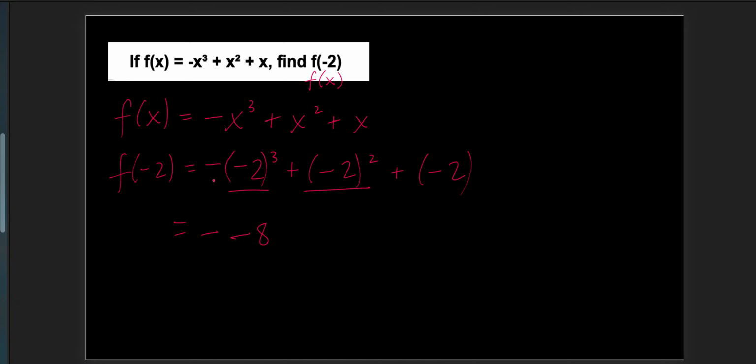But this negative comes down with it. I've got two signs next to each other, so I need parentheses. Plus negative 2 times negative 2, that's a positive 4. And then I'm going to leave this here to do in the next step.